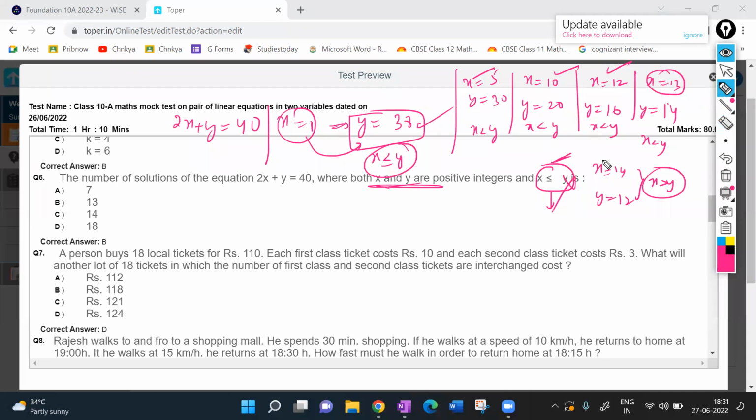So at x is equal to 13, he is asking for the number of solutions. How many solutions can you take? 1 to 13 I can take. X values 1, 2, 3, dash, till 13. So the number of solutions which I get is 13 solutions. Understood my point? Children, understood? Clear now? Yes, sir.